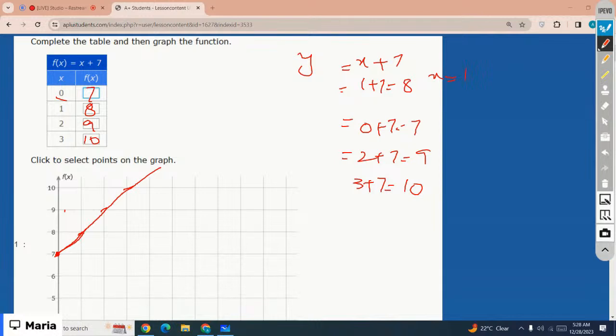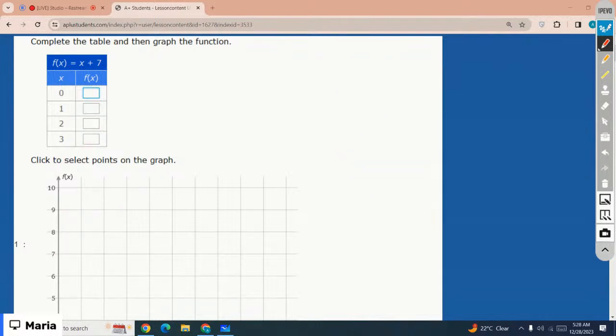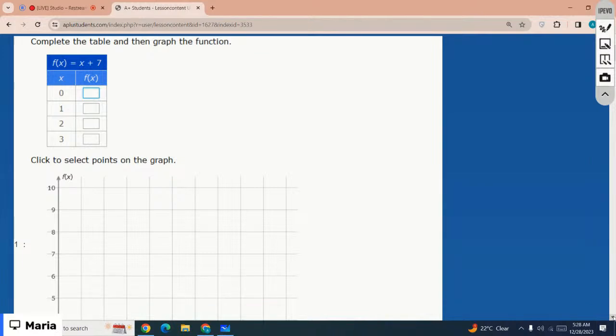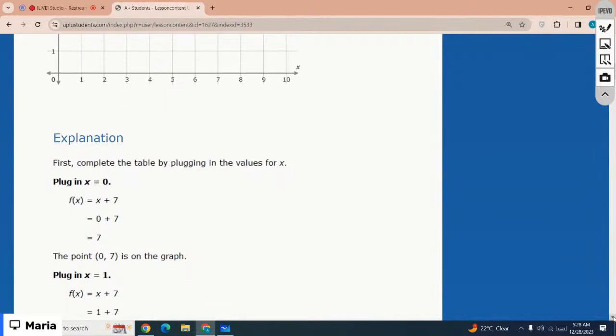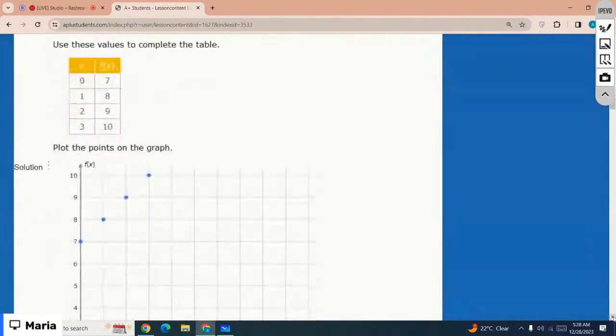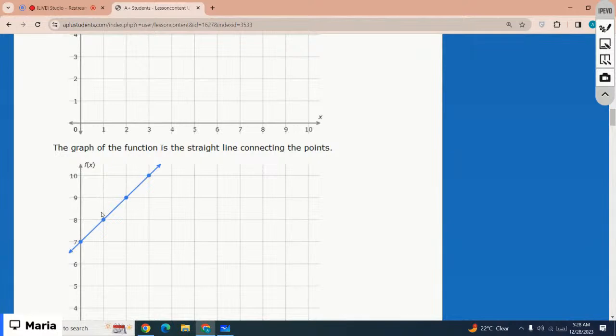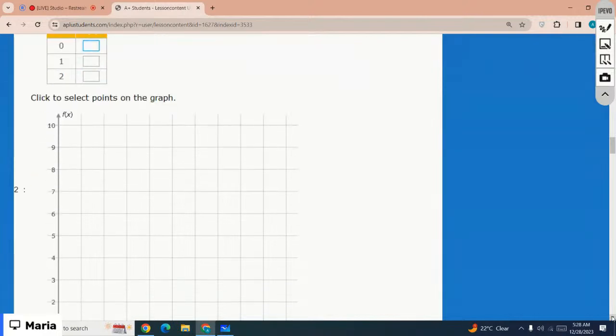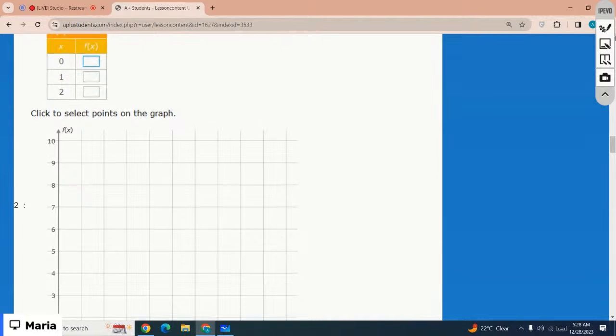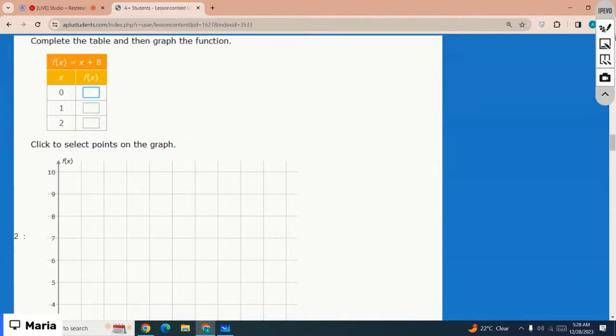Okay, let's see the other example, because for this lesson you have the tutorial only, no practice questions. Here is the graph, the same one I made. Let's look at the other example. The other example is: complete the table and then graph the function. The equation you are given is f of x equals x plus 8.